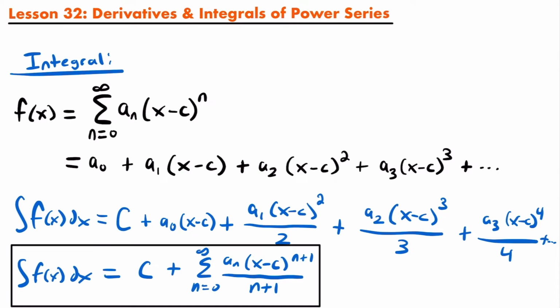And so what we're going to do next is look at a power series, find its derivative, find its integral, and then determine the interval of convergence for the original function, the derivative, and the integral. And I want you to see the differences between the intervals of convergence for those three different functions. Okay, and so let's take a look at that next.